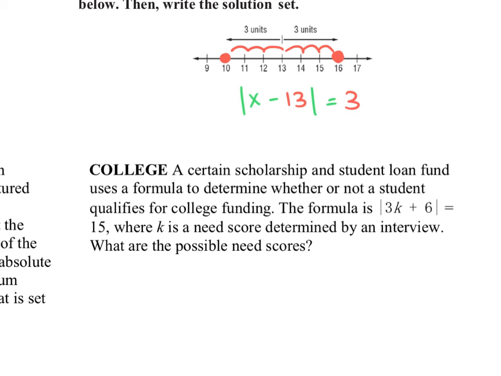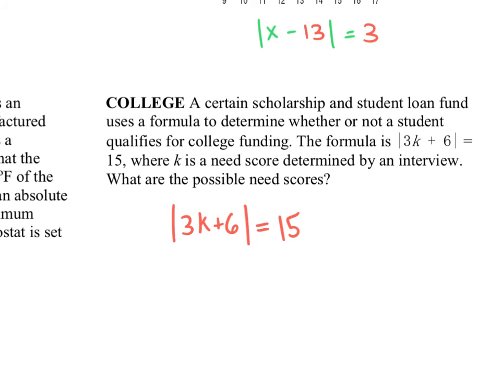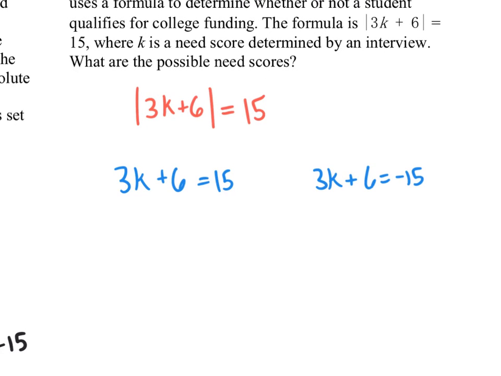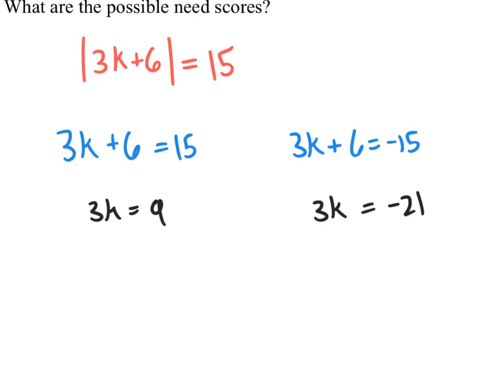And then finally, a certain scholarship and student loan fund. They've given us our equation. So this is one where I would not be able to make a graph and call -6 my center point and 15 the distance, because we have a 3 with the k. But we could go ahead and get this solved. So we'd subtract 6 from both sides, and then go through and divide to solve.